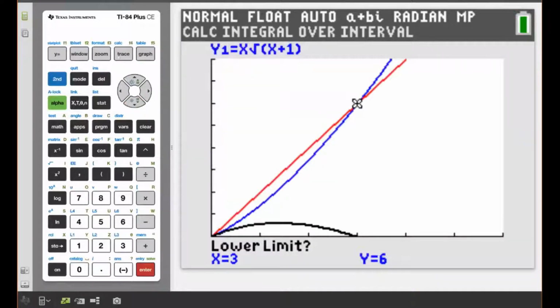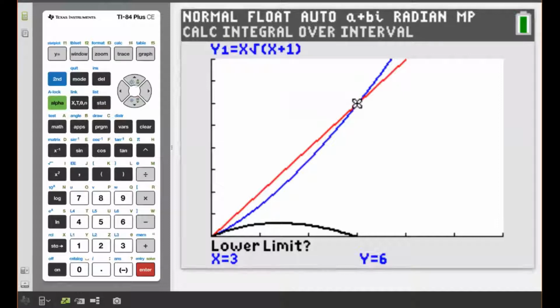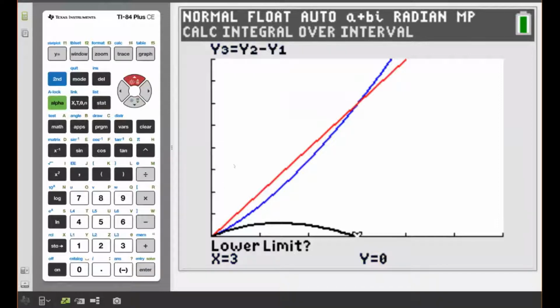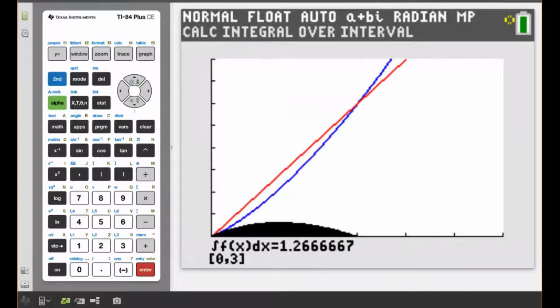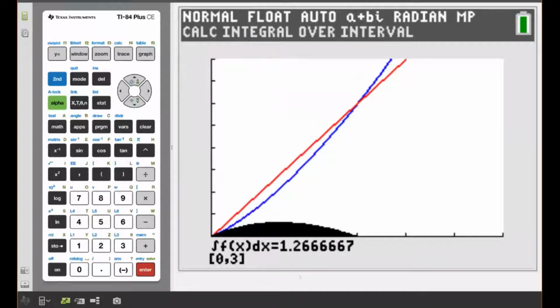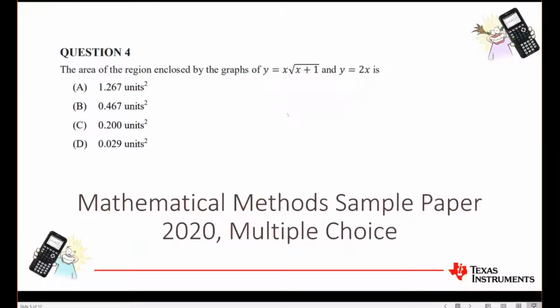and I just need to make sure that I'm on the right function. So this is currently on my blue function, I'm going to tab through to get to the black one. You can just do that using the up and down arrows there. My lower limit is 0. My upper limit is 3. And there's our area, 1.267, which corresponds to A as the correct answer for that question there.